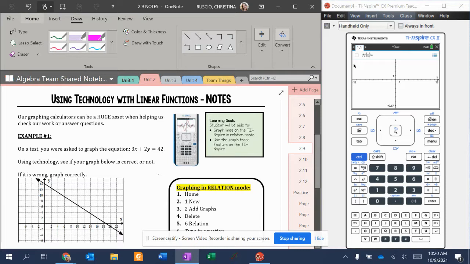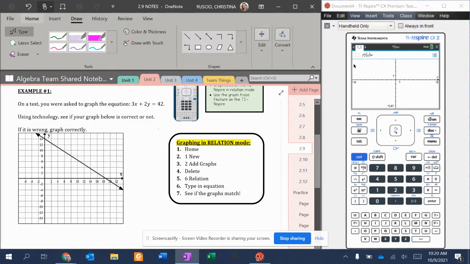Hi, this is Mrs. Ruscio, and you are watching the Using Technology with Linear Functions notes. Today, you are going to learn how to graph lines on your calculator in relation mode, and then also use a graph trace feature if you don't already know how to do that. All right, let's dive right into example number 1.